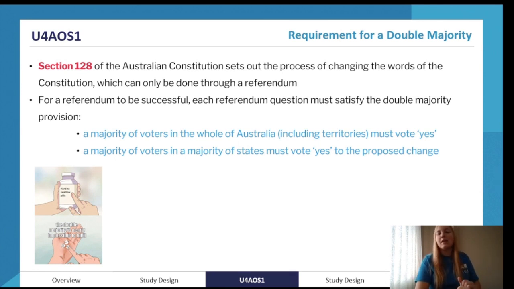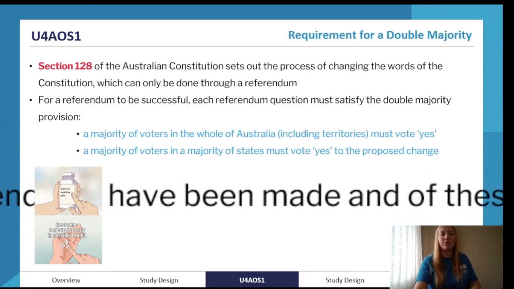Additionally, if a state is directly affected by the proposed change, they also need to have a majority of voters in that state for the referendum to be successful, an added third requirement depending on the circumstance. Of course, this does not happen often at all, because the referendums are so rare themselves, but it serves as a protection to small states. If the legislation affects them directly, of course, a majority of people should be voting yes as well to demonstrate support for that change.